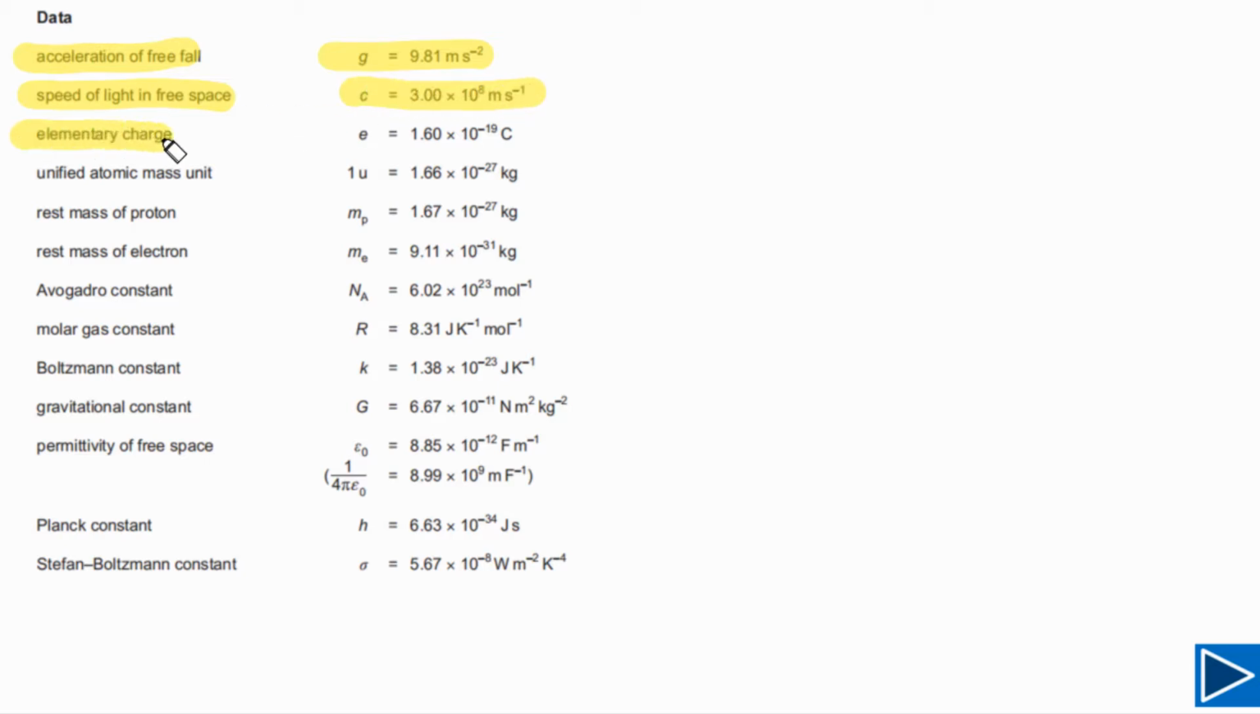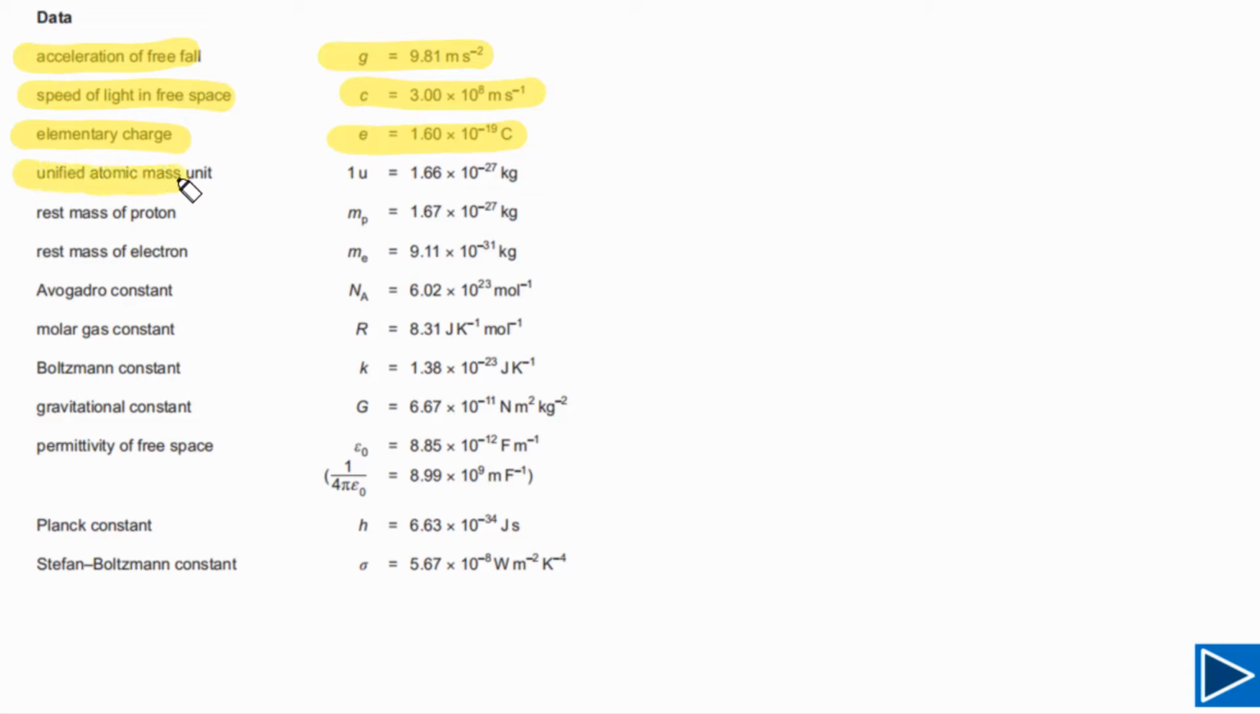Next one is elementary charge. This is the smallest possible charge on any particle which can exist independently. So the smallest charge is the charge on a single electron, because electron is a fundamental particle.